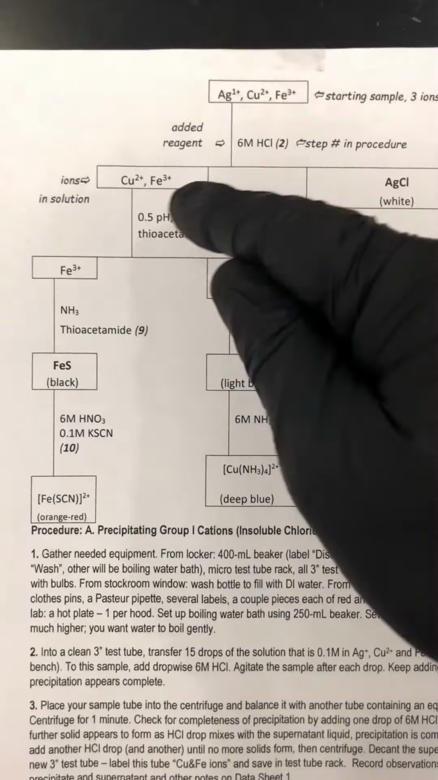Now, just because you have a precipitate doesn't mean that you can claim that that particular cation is in there. Once we've achieved the separation, which we did, separating the silver from the copper 2 from the iron 3 ions, what we had to do now is some confirmation reactions. In the next stage, we're going to show you how to confirm for the presence of copper 2 ions and how to confirm for the presence of your iron 3 ions.